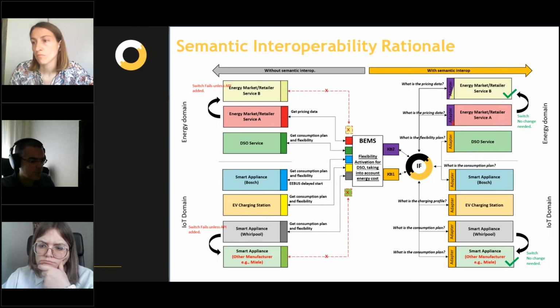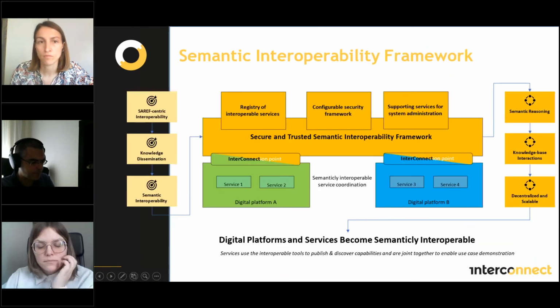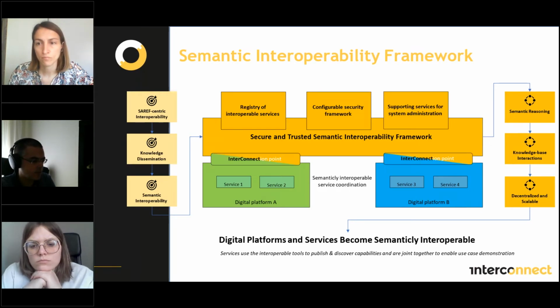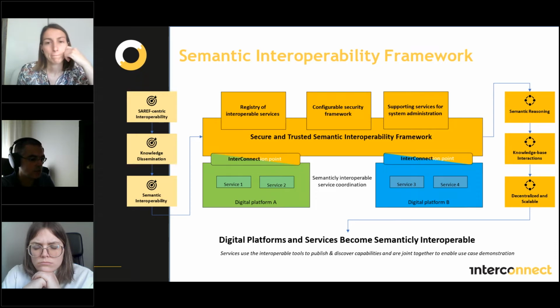So the whole process is reflected in the next slide, where we have this idea of developing SAREF-centric interoperability services and representations of assets, to focus on ways to disseminate the knowledge that entails exchange, to have different elements interconnecting with each other, and allow this semantic side to take care of this data exchange in a consistent and well-defined way. So this interconnection point that you see here on the green side, between digital platform A and platform B in blue, is exactly what allows different providers to speak the same language, or to be understood the same way.